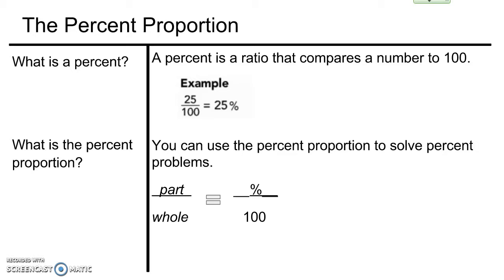So first of all, let's review the percent proportion and how that works. So first, what is a percent? A percent is a ratio that compares a number to 100, and we learned the percent proportion: part over whole equals percent over 100. It may be a good idea for you to copy this little formula, the percent proportion, into your notes so that you have that to use to help you on your test.